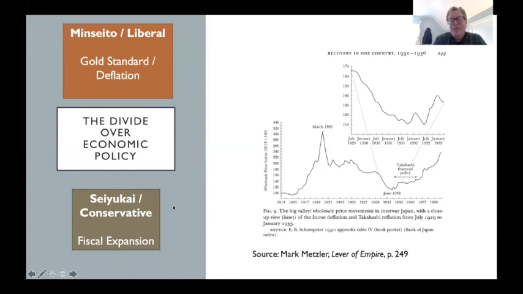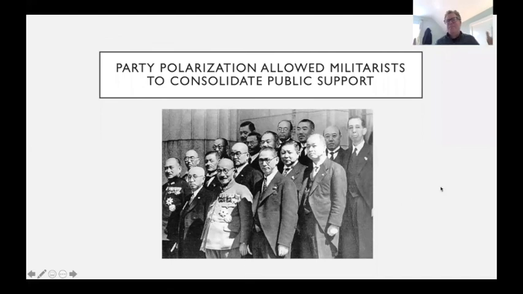Okay, so you can see here that the divisions are quite deep, not easily bridged. The difference between deflation and fiscal expansion is a pretty big gap, and the parties couldn't bridge this gap, and that had something to do with why one was taking advantage of the disarray caused by these right-wing groups that were assassinating and attacking the other party. So this party polarization over these issues allowed the fascists eventually to take charge in Japan.